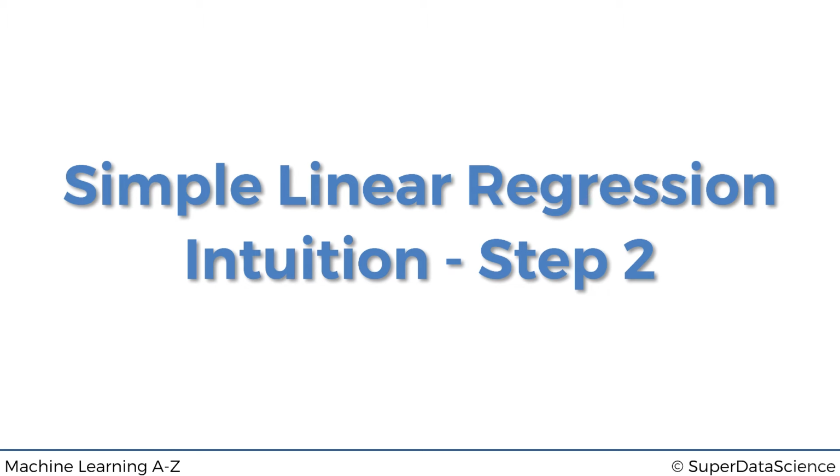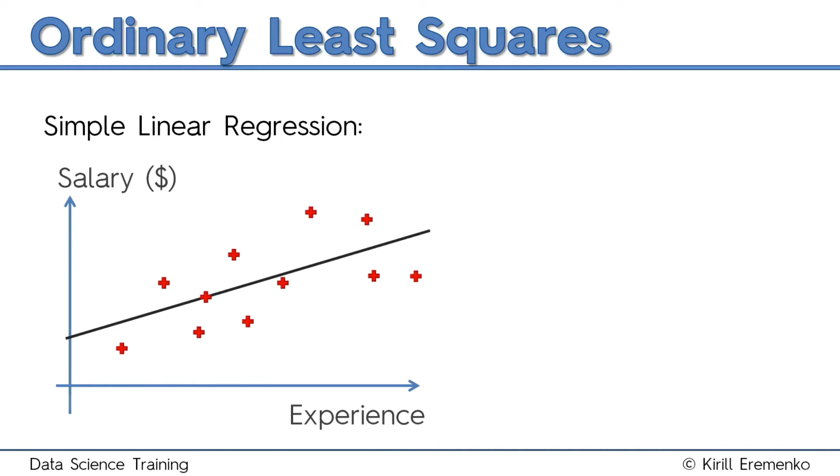In the previous tutorial, we talked about linear regression being a trend line that best fits your data. Today, we'll find out how to find that best fitting line, or in fact, how the simple linear regression finds that line for you. So here's our simple linear regression, the same chart, salary versus experience. We've got these red dots, which represent the actual observations that we have in our data. And we've got the trend line, which represents the best fitting line, or the simple linear regression model.